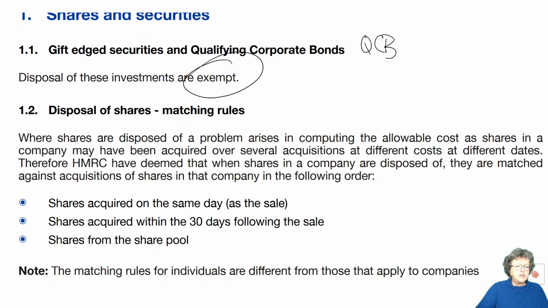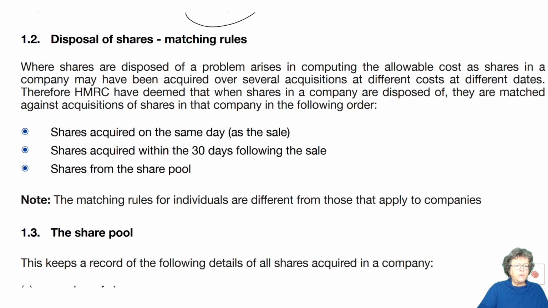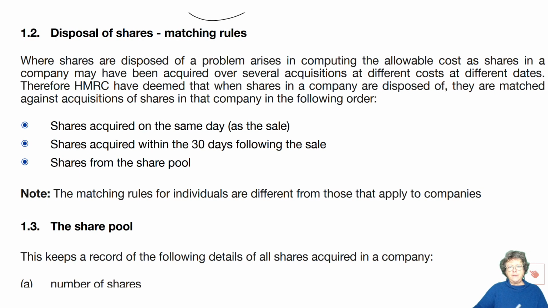Now, because we don't know the cost of the shares, because we buy the shares over a period of time, you might buy some this year at £1 a share. You might buy some next year at £2 a share. Share values change all the time, and because of that, it's difficult to work out sometimes the cost of the shares. So we have what's known as matching rules.